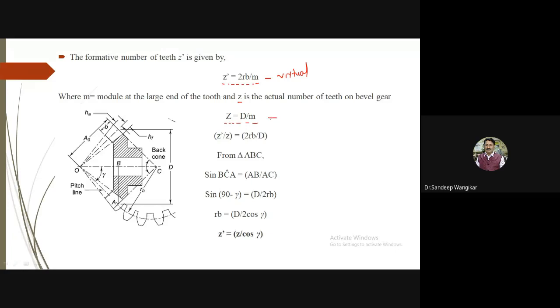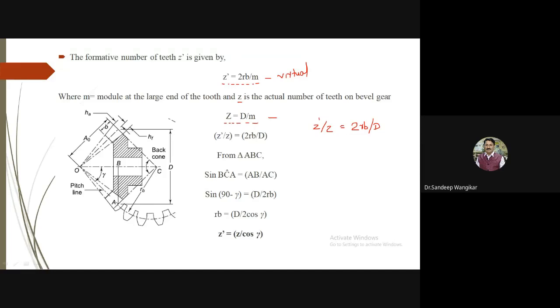Imaginary, this is for actual. And let us go for Z dash by Z. So if I go for Z dash by Z, M will get cancelled. So Z dash by Z, you will get twice RB divided by D. Now let us consider triangle ABC.